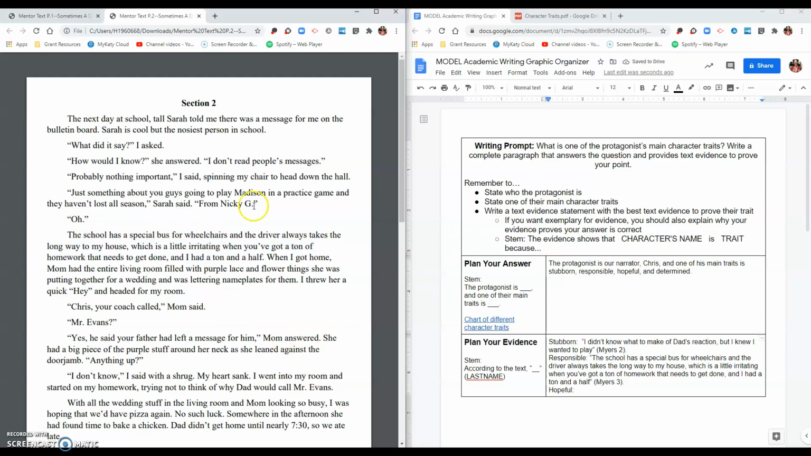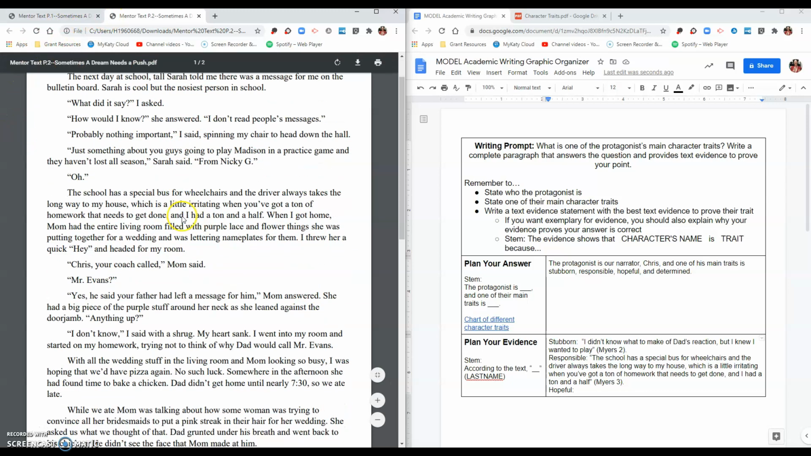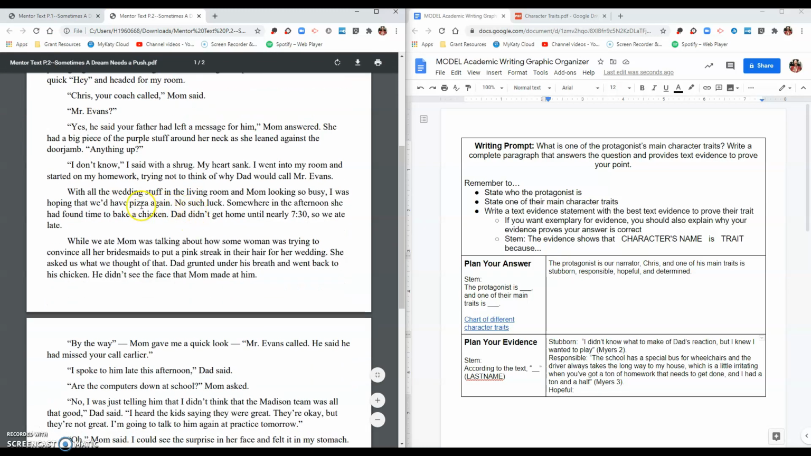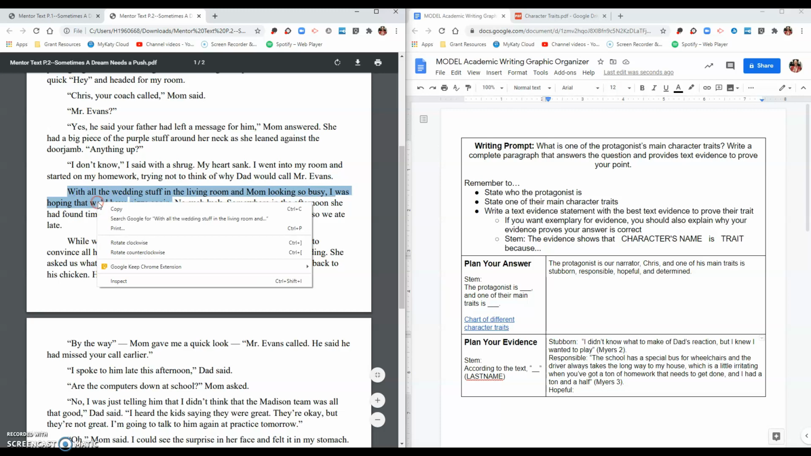I know that the author, or that the narrator, mentioned hope in the second part, right over here, when the narrator was talking about dinner. Here we go: "With all the wedding stuff in the living room and Mom looking so busy, I was hoping that we'd have pizza again." He's kind of hopeful here, so I'm going to copy that.